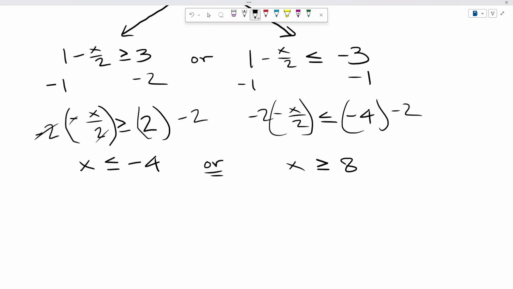So we'll write out our interval notation. We'll have negative infinity, and then negative 4, and that gets a bracket. And then this will be a union, because remember, think of union as your or. And then we have bracket 8 off to positive infinity.